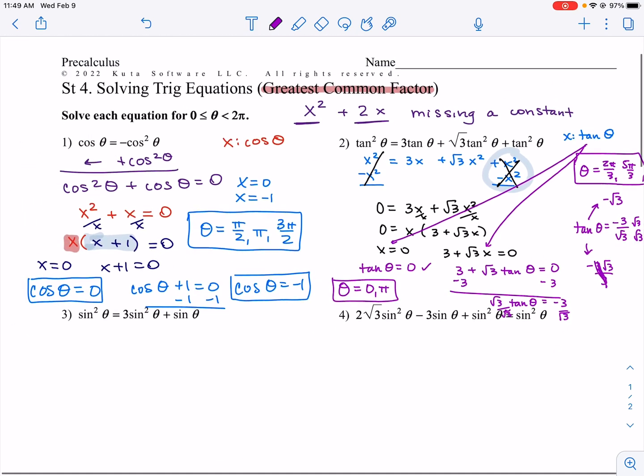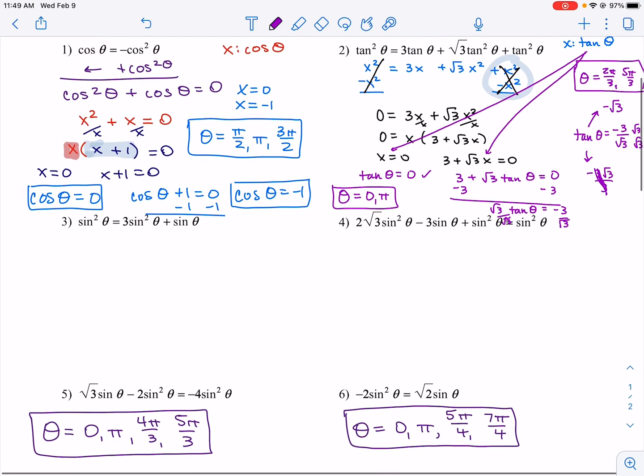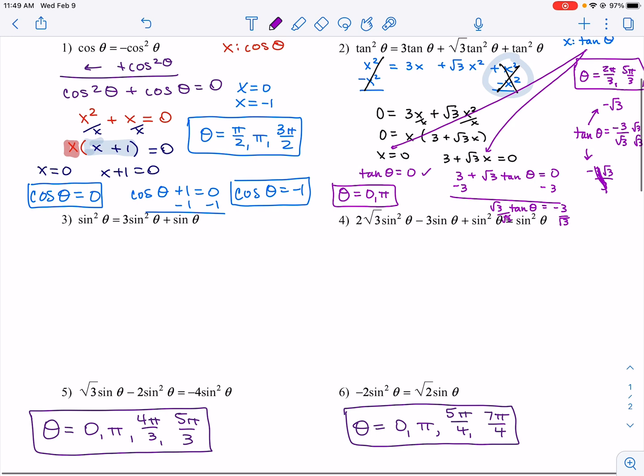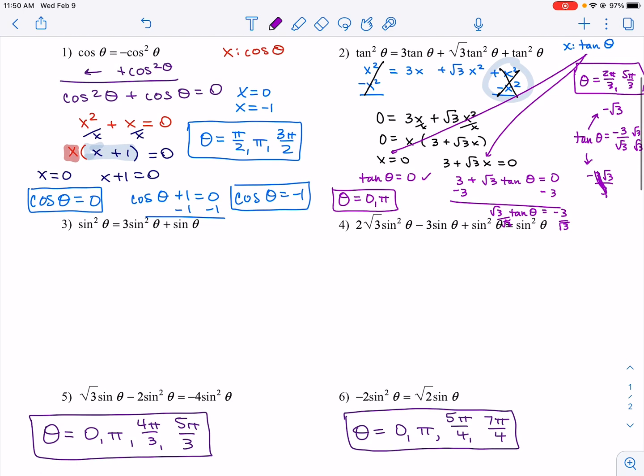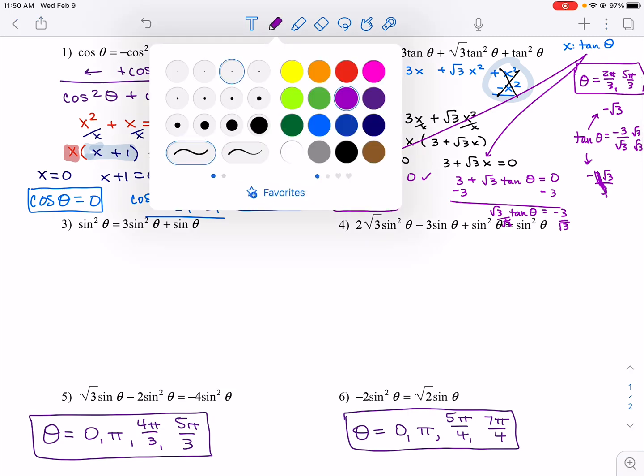And this is how it continues. Set it equal to 0 and try to pull out your GCF, and most often it's either sine, cosine, or tangent that's coming out. Very rarely are you pulling out a coefficient along with it. So I would encourage you to try more of these on your own.